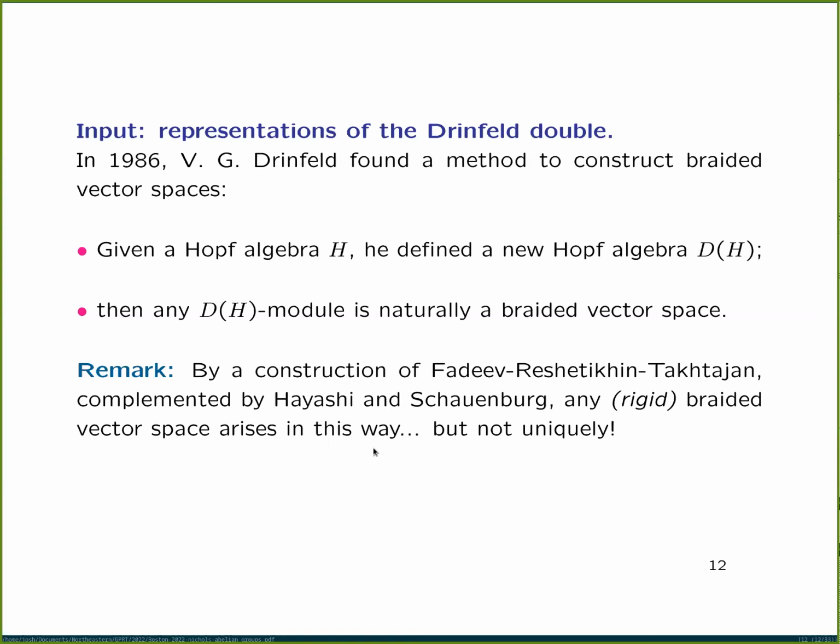And any braided vector space will arise in this way by the Faddeev-Reshetikhin-Takhtajan construction, provided that it is rigid. I do not want to explain what rigid is. It's a condition that is needed and was explained by these two persons. This is the Faddeev-Reshetikhin-Takhtajan construction of the algebra. To have a Hopf algebra, you need an antipode, and to have an antipode, you need rigidity. And this is equivalent.